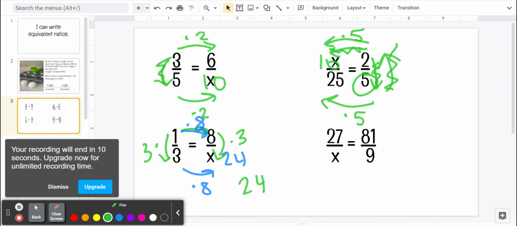Going really fast for this one, I would go up like this. I'd multiply by 9. And I'd have to ask myself, ooh, the starting number. What number times 9 is 27?